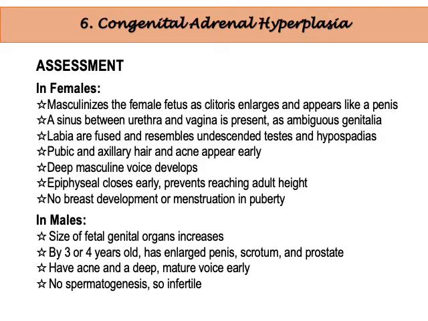In males, the size of fetal genital organs increases. By 3 or 4 years old, there's an enlarged penis, scrotum, or prostate. The testes are not enlarged, so they appear small because of the enlarged penis. They have acne and a deep, mature voice that develops early, and there is no spermatogenesis, so the males are said to be infertile.